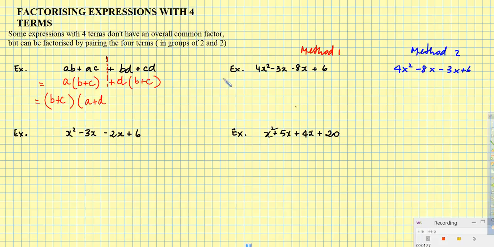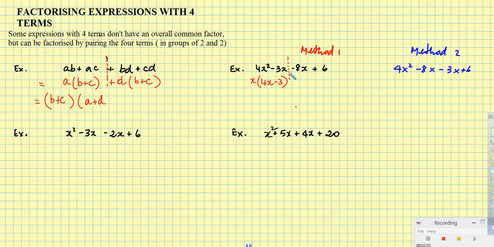Now, if we take a look at the second example, I've got 4x² - 3x - 8x + 6. There's nothing that's common to all 4 terms that can be removed. So I can try to remove something that's common in the first 2, and then also remove something common in the second half of the expression. So I can remove an x, and what I have left over is 4x - 3.